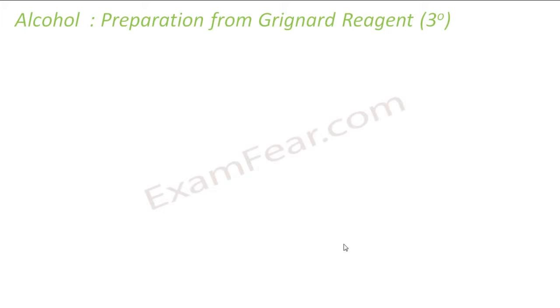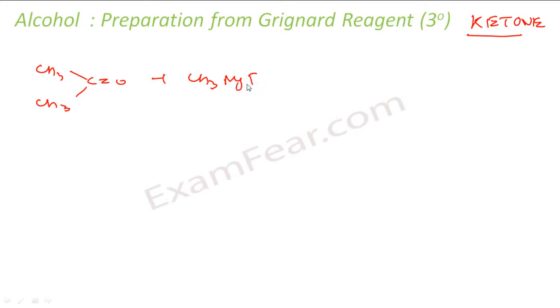For preparing 3 degree alcohol from Grignard reagent, we use ketones. You've seen the generic example here. Let's take a more specific example: a ketone, reacting with CH3MgI. We took the generic example two or three slides back. Oxygen is slightly more electronegative, so it gets a negative charge and the carbon gets a positive charge. The CH3 has a slightly negative charge and the MgI is slightly positive. This negative charge will attack this carbon.